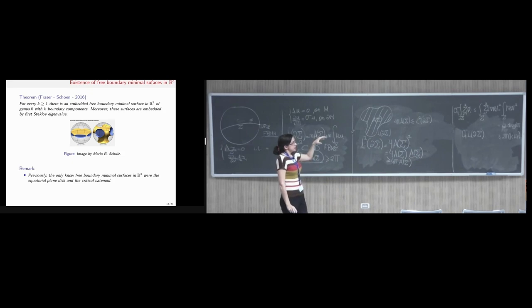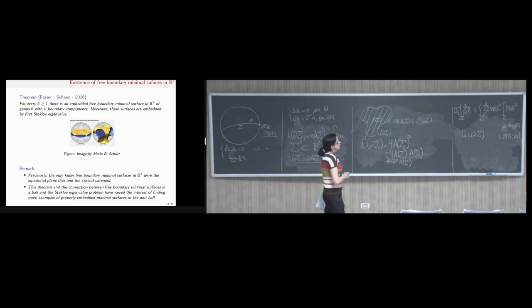So remark here, the only known free boundary minimal surfaces in the ball were the equatorial disk and the critical catenoid. So now you have many. Okay, let's move on. What's the importance of this? Let me talk with you. This is the connection between free boundary minimal surfaces in the ball and the Steklov problem. So this arises the interest in finding more examples of free boundary minimal surfaces in the ball, right? Okay, here you have another motivation to study this problem. There are so many. So let's move on.